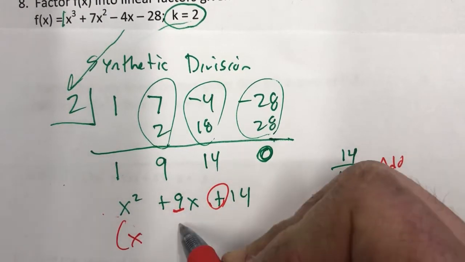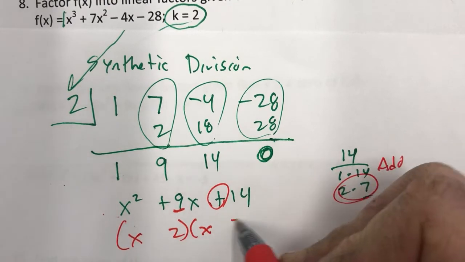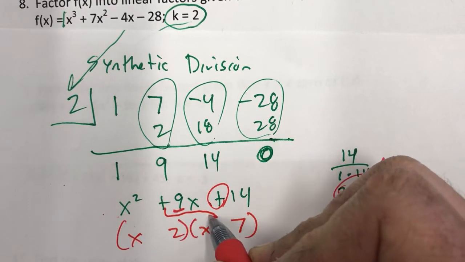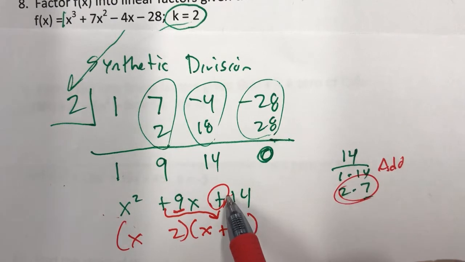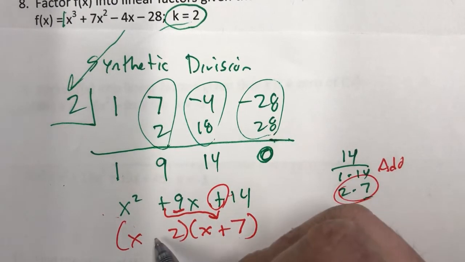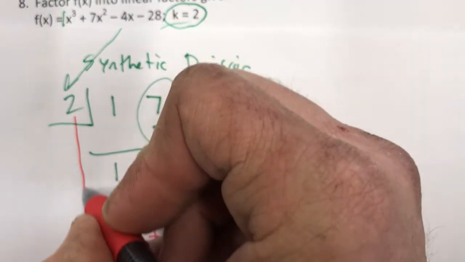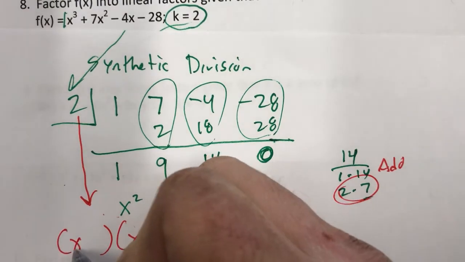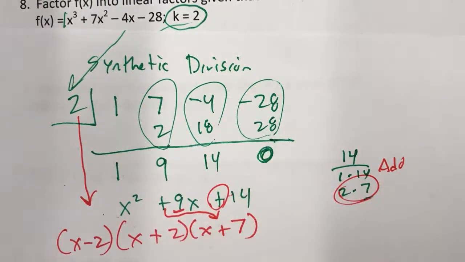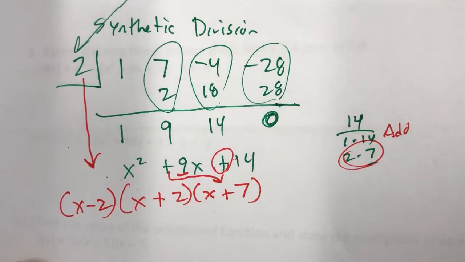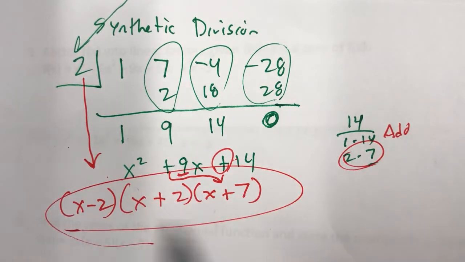Okay, so that means I can factor this. This sign goes to the big one. And since the last sign's a plus, that means these are both the same, so x plus 2 and x plus 7. Okay, and since this is a 0 right here, x minus 2 would be the factor for that. And so there you go, man. There's my factors. Right here. There's my factors.